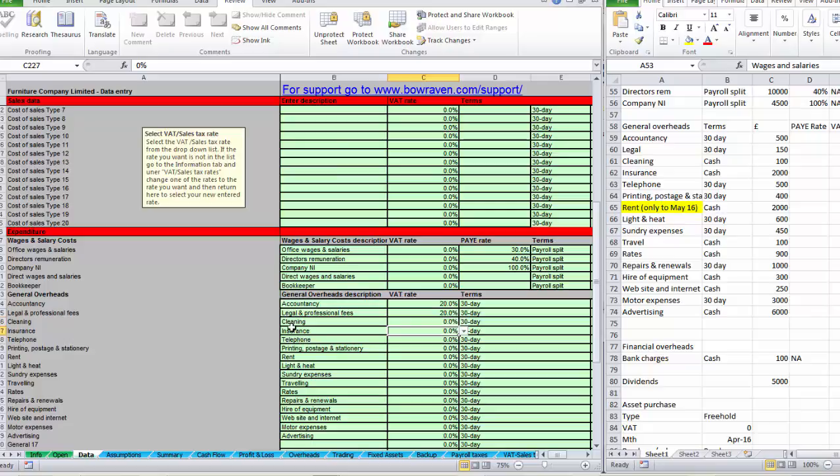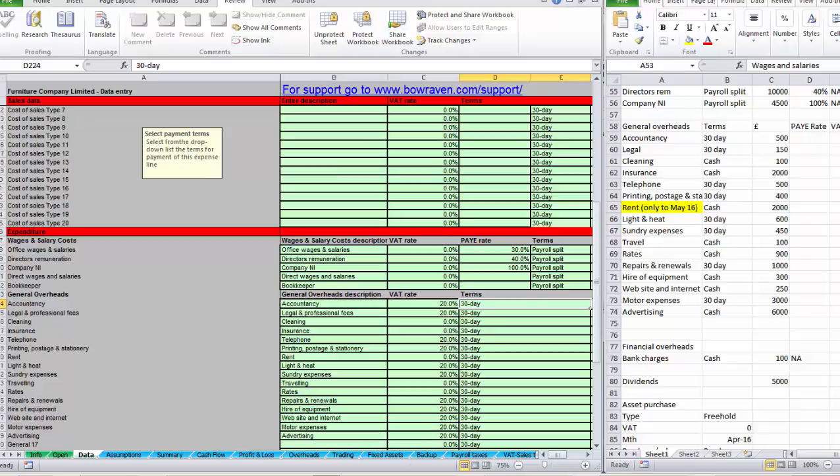2 zeros. So I know including the ladies not VAT registered insurance, there's no VAT on telephone. There is. Whoops. Building post stationery, 20%. The rent, there's no VAT on their rent. Light and heat, 20%. Sundry, yes. Travelling is naught. Rates, there's no VAT on that. Repairs and renewals, there is. Hire of equipment, there is. Website, there is. Motor expenses, there is. And then advertising, there is.